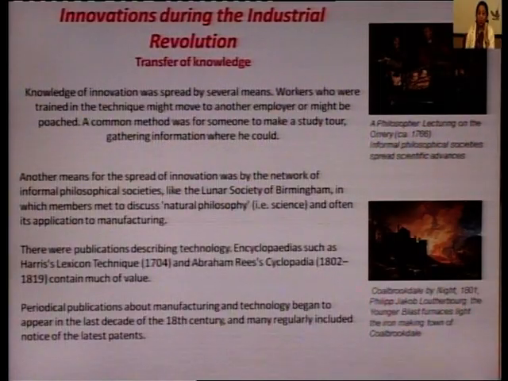Now, the knowledge of innovation, how did this all spread? There were workers who were trained in a technique, they might move to another factory, or there could be a study tour taken up by one of the factory owners, and this was basically the transfer of knowledge that took place. Then there were philosophical societies like the Lunar Society of Birmingham, a very famous society where people met and discussed science and often its application to manufacturing. So the transfer of technology also took place through this transfer of ideas.